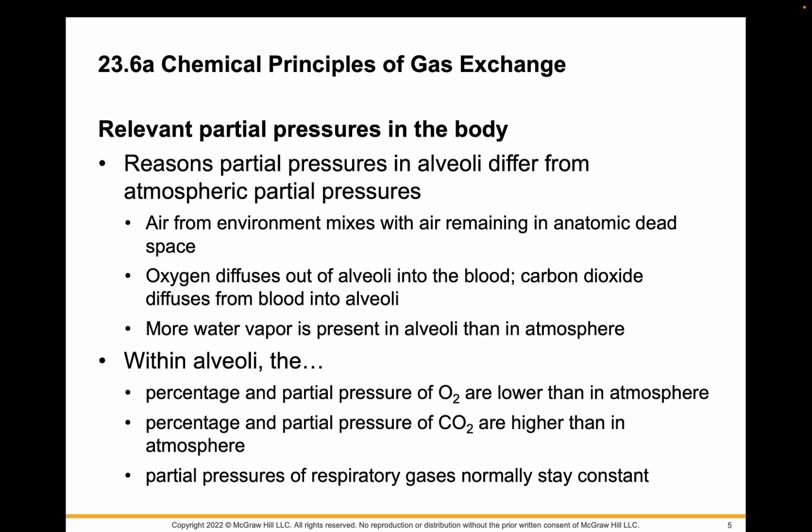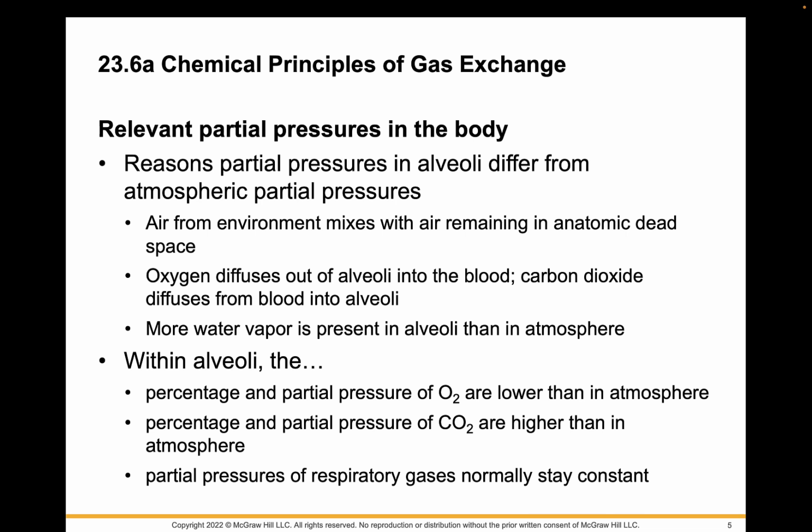Now, when we look at partial pressures within the body, a couple of things to keep in mind. It is important to realize that partial pressure in the alveoli is different from atmospheric partial pressure. Air from the environment mixes with air remaining in anatomic dead space. Oxygen diffuses out of the alveoli into the blood. Carbon dioxide diffuses from blood into the alveoli. Also, more water vapor is present in the alveoli than in the atmosphere.